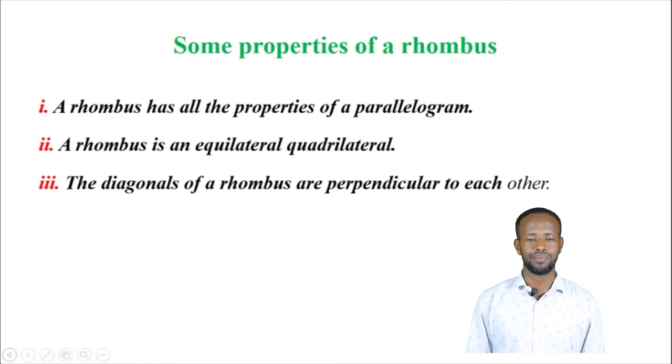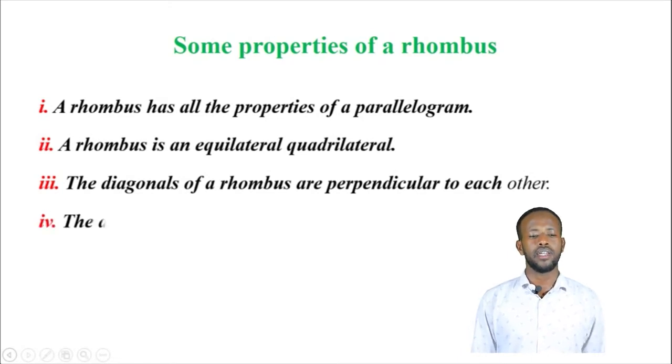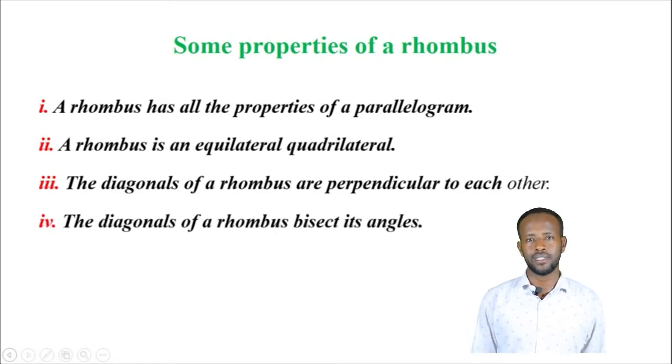They make 90 degrees. The diagonals of a rhombus bisect its angles.